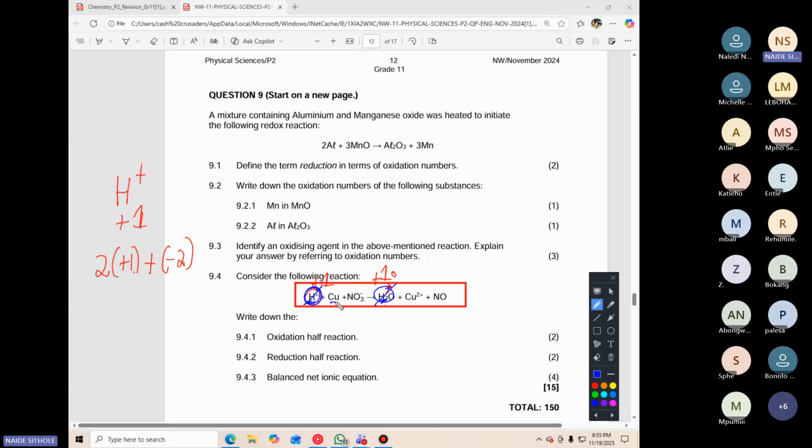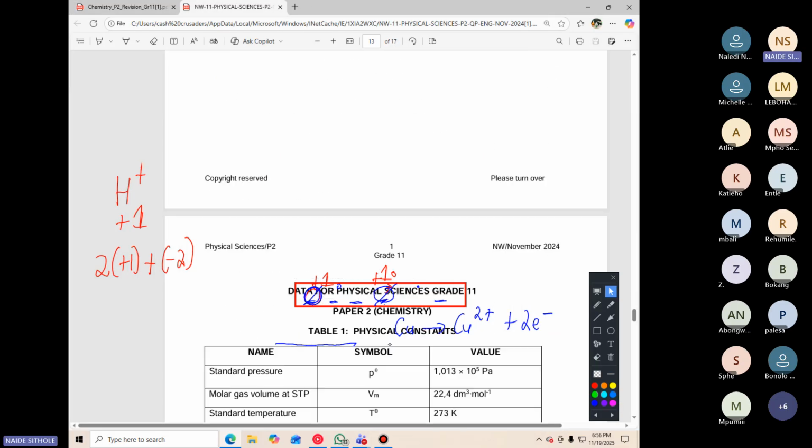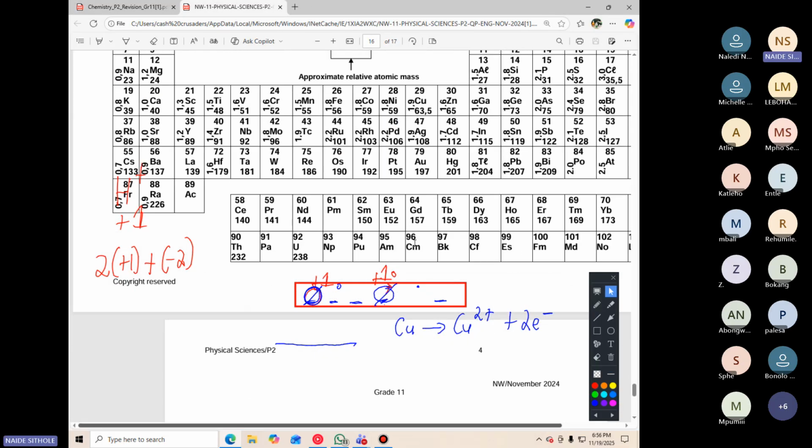Let's look at copper now. Copper is from 0 to positive 2, meaning it is the one that is undergoing oxidation. And then this becomes what? Cu to give us what? Cu2 plus 2e. Then the other one should be the one at NO3 and NO. Go to your 4B table, identify exactly NO3 minus, NO, and see how they wrote it. Exactly like that. Exactly like that. Make sure you don't change. It doesn't change anywhere.